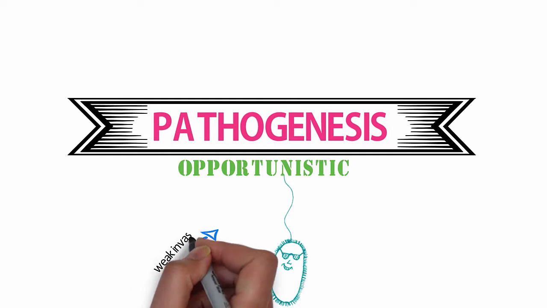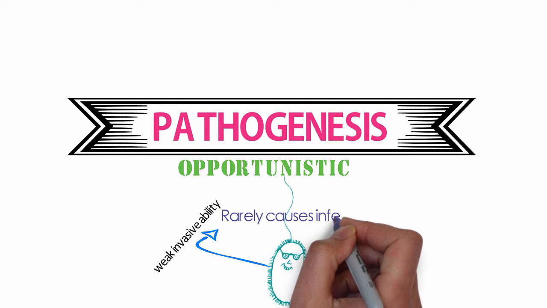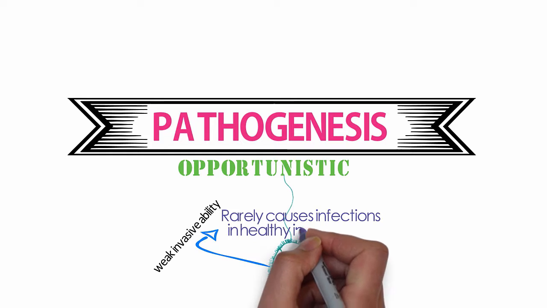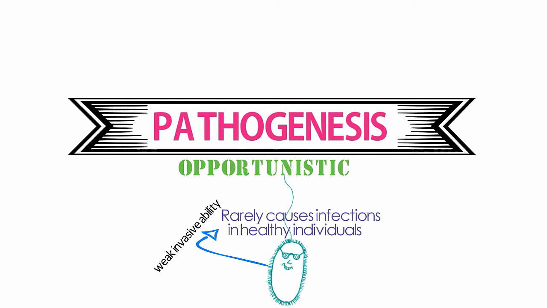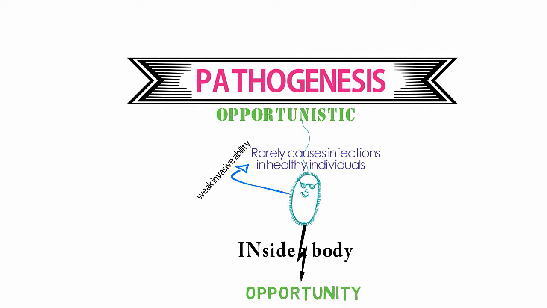It has a weak invasive ability. That's why healthy individuals don't usually get infection. Healthy individuals don't usually get infection with Pseudomonas aeruginosa because the bacteria has weak invasive ability. But it is an opportunistic microbe. Once it is inside a human body, the story changes.